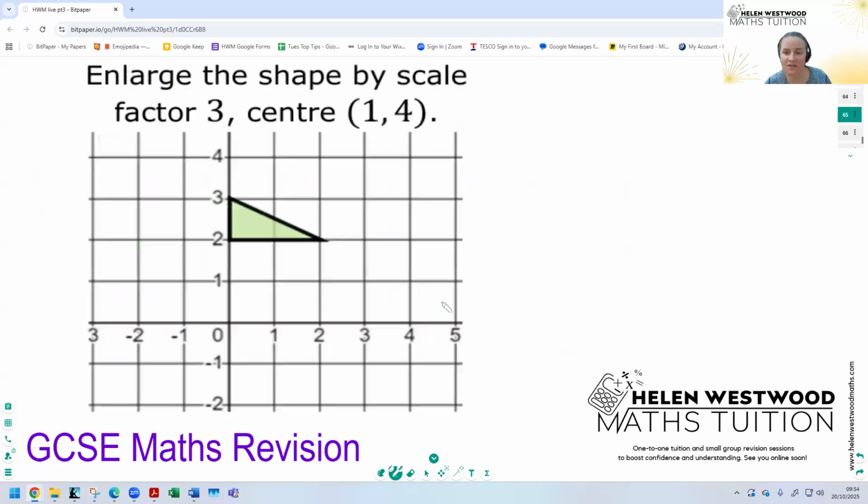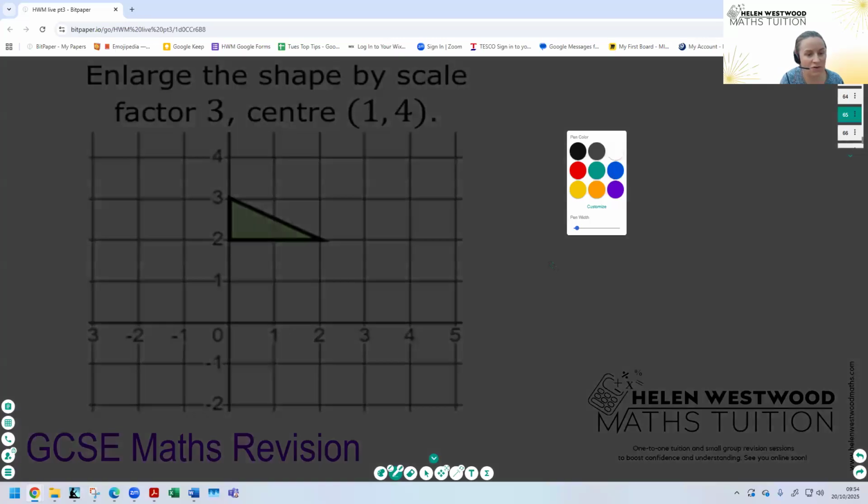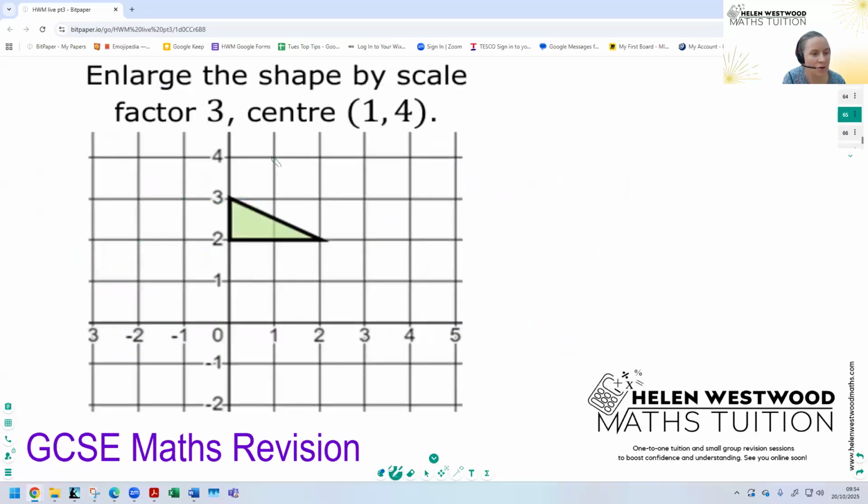Okay, let's have a look at this further example where we're enlarging by a scale factor of 3, center (1, 4). So rather than giving the center of enlargement as a dot here, we're giving it as a coordinate. The first thing we need to do is make sure we plot that coordinate nice and accurately, because from that, we're going to draw our ray lines through the center of enlargement, through the corners of the shape and then off into the distance, as you can see.